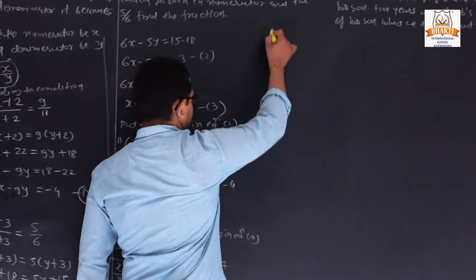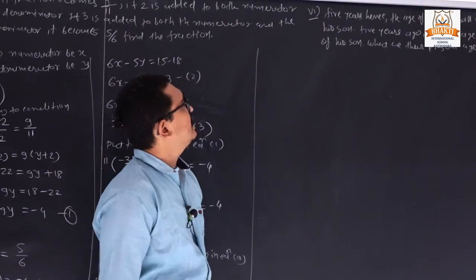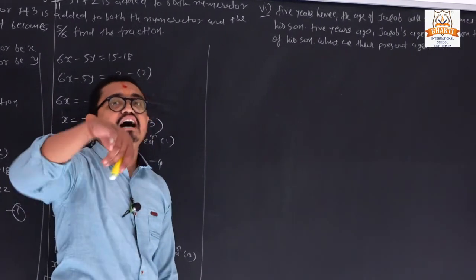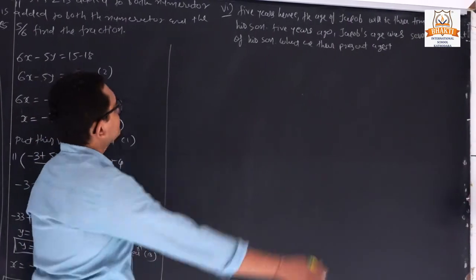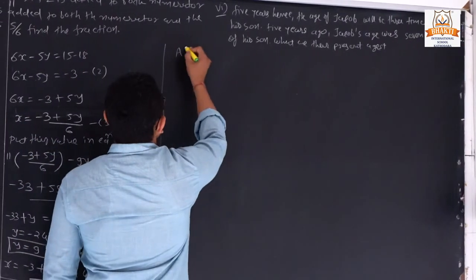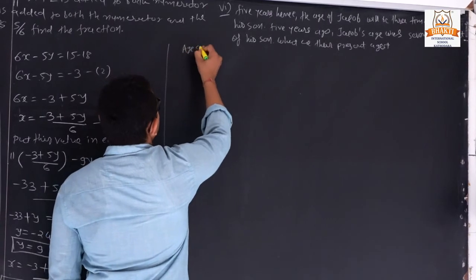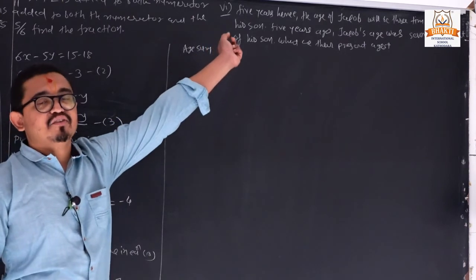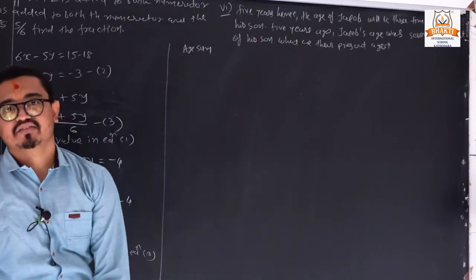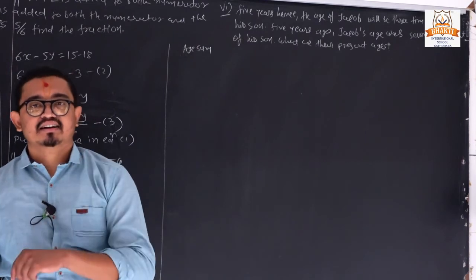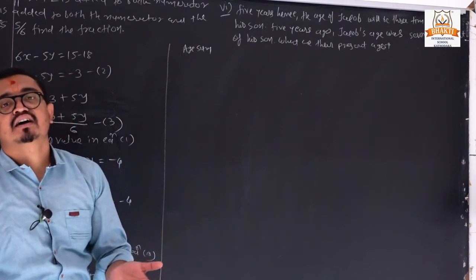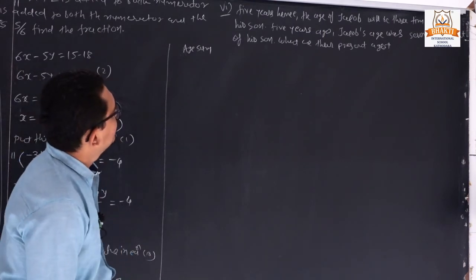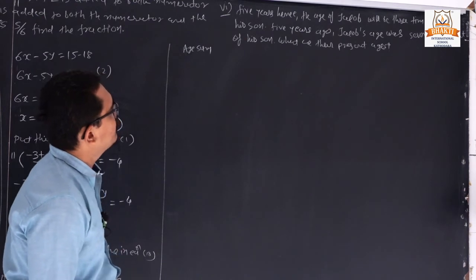Now next, the last question, number 6. 5 years hence. 5 years hence means what? After 5 years. Clear? So if in an age sum they are using these words, we can also discuss this topic before we start exercise number 3.1. Ago means what? Subtract. And hence means what? After. So we can add.